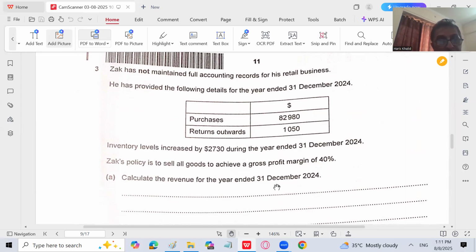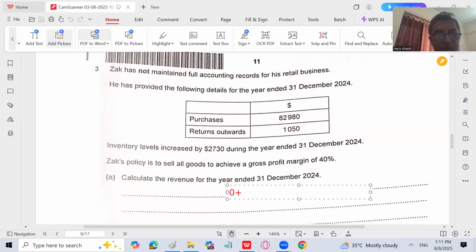Calculate the revenue for the sales. So remember that inventory level increased by 2730. So you can assume that the opening inventory is 0. It's quite easy. Purchases are going to be 82980, you can write it in brackets. You can prepare a format also, no problem. 82980 minus purchases return 1050, right? Then there is the closing inventory, which has increased by 2730. So the closing inventory is 2730. I'll subtract it to get the answer for the cost of sales.